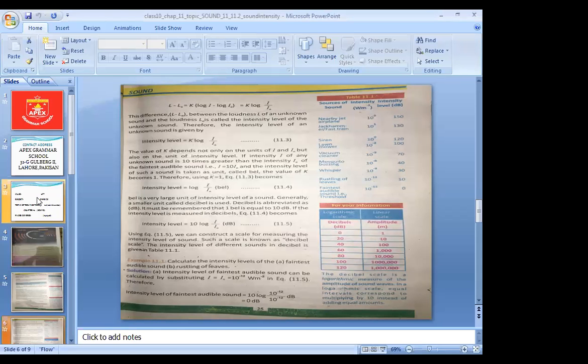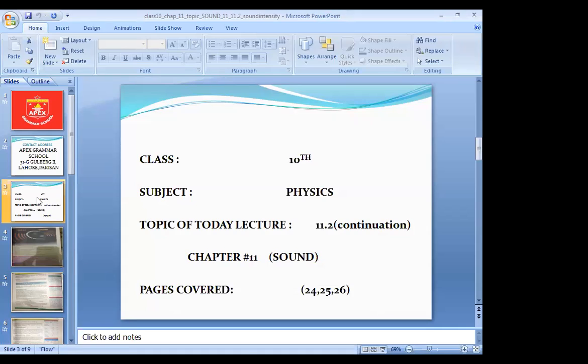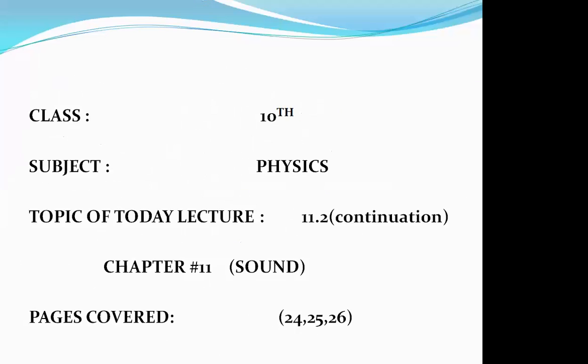Today we are going to start class 10 physics, topic 11.2. Today the topic of the lecture is 11.2. In Chapter number 11 we are doing sound. Pages covered in today's lecture will be 24, 25 and 26. This topic is actually the continuation of the 11.2 topic.